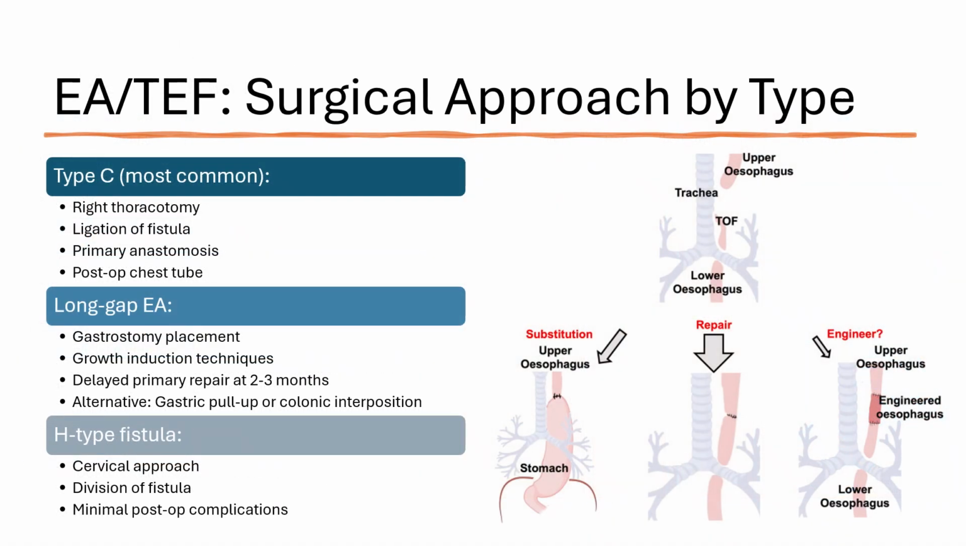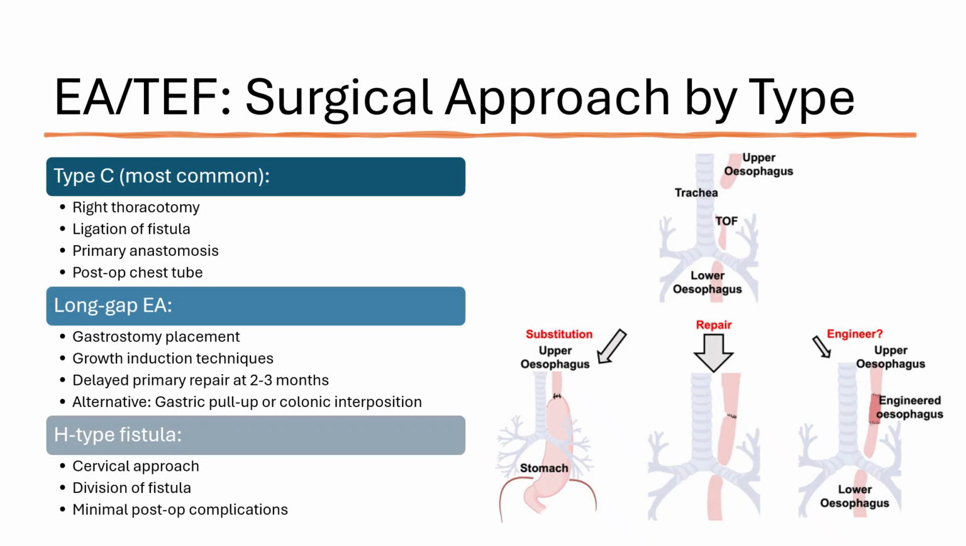The surgical approach varies dramatically based on anatomy, and understanding why each type requires different strategies helps you anticipate outcomes and complications. Type C repair represents the straightforward approach, since 85% of cases fall into this category. The surgeon uses a right thoracotomy to access both the fistula and the esophageal ends. The key steps include ligating that distal fistula first, then creating an end-to-end esophageal anastomosis.